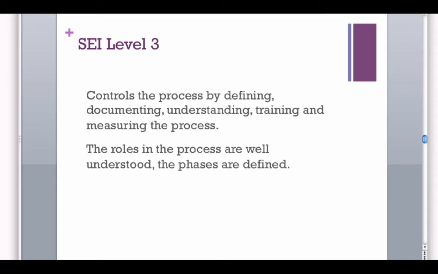Okay, level 3. Here we control the process by defining, documenting, understanding, training, and measuring the process. The roles in the process are well understood. All the phases are well defined. Here we document and measure everything. We review everything, so we'll talk about peer reviews later on. We use CASE tools, computer-aided software engineering tools, to make sure that we can measure things accurately.